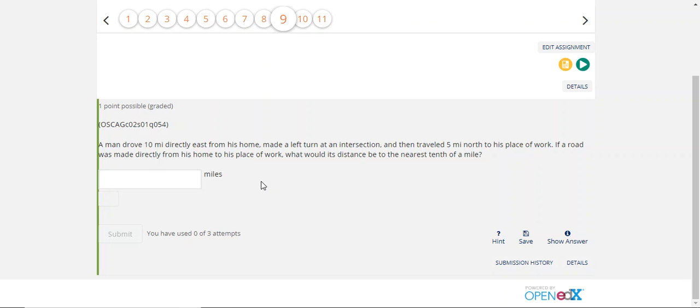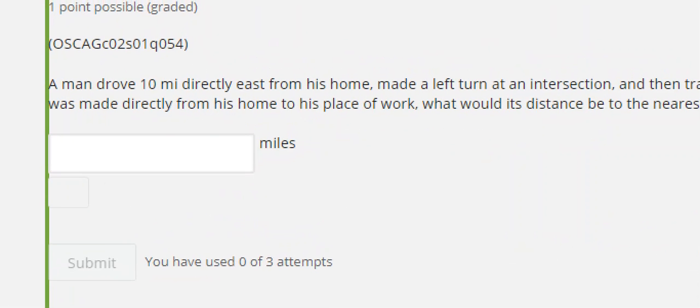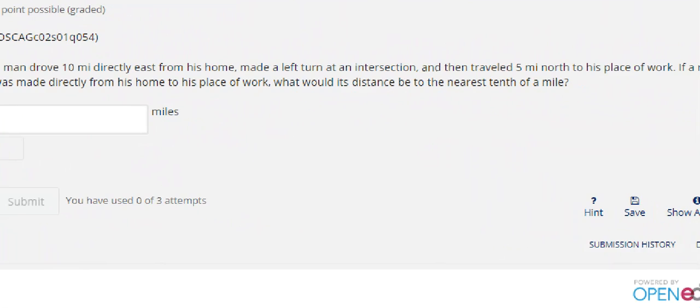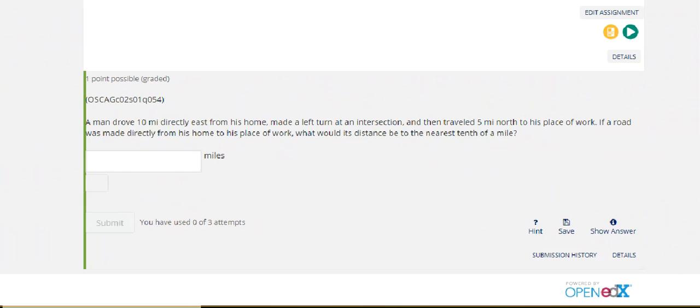Now let's take a look at this number 9, the small application. So let's try to visualize what's going on here. It says a man drove 10 miles directly east. Because again, I want you to get the opportunity to do the problem, so I'm not going to use 10. How about I use 20? Okay, 20 miles directly east from his home.